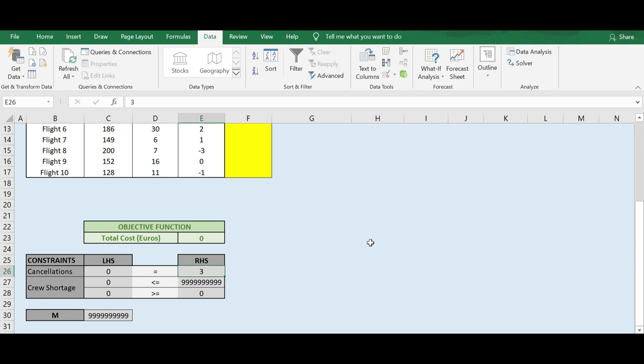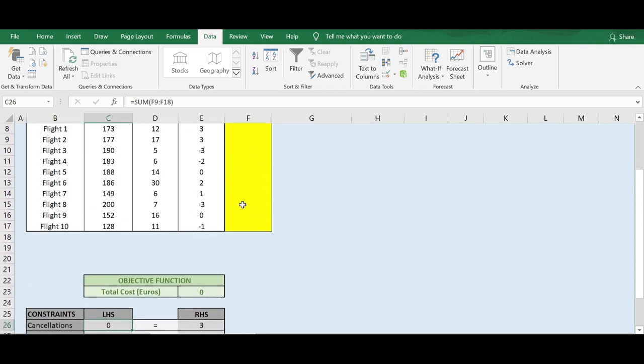So the first constraint that I would like to add is that of cancellations. Now we know that since 3 aircraft are unable to fly, the number of cancellations should be equal to 3. So the LHS, which is the left hand side of it, is basically the sum of all decisions that we take for each flight, and we have constrained it to be equal to 3.